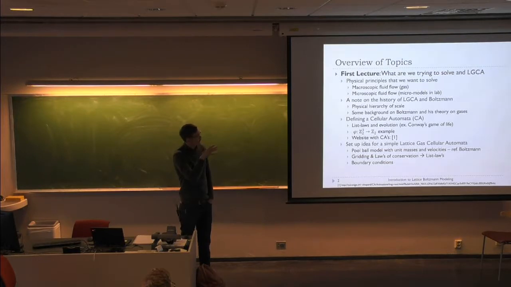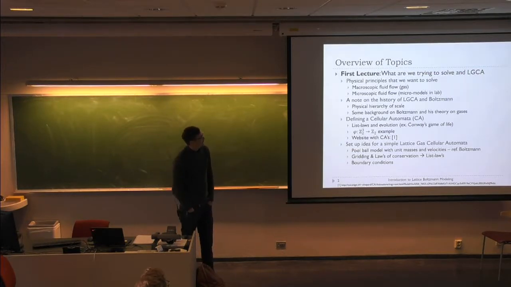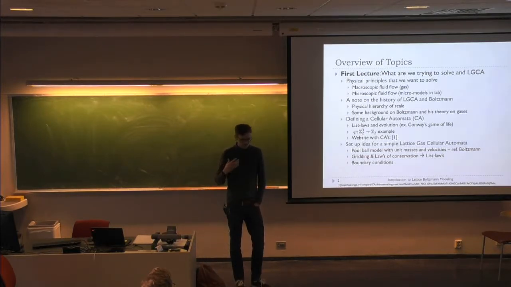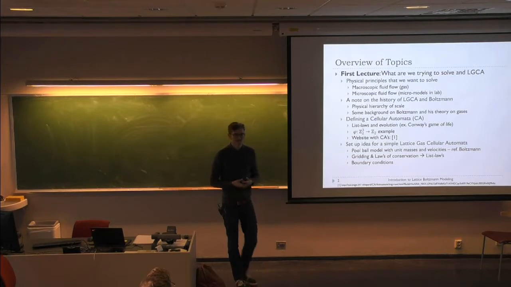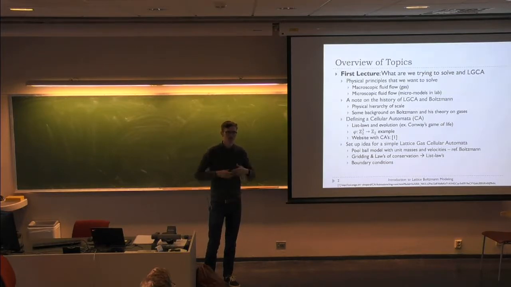So I thought we'd start with some motivation. What do we want to try to simulate? And then some background on Boltzmann modeling and where it lies in the spectrum of physical hierarchy. And then we will go on to cellular automata, which is basically just a way of doing simulation by a set of rules. So you have a list of rules or some specifications, and then you get a definite output. You get some pretty interesting results. And then the last part is the lattice gas cellular automata, where we try to simulate a gas-like system by using cellular automata.